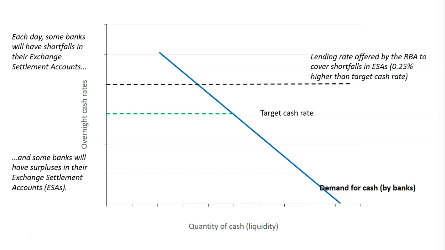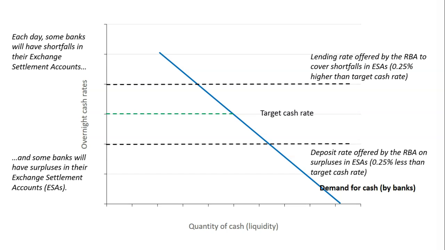Now, there's also going to be some banks which have surpluses in their exchange settlement accounts, and the Reserve Bank will offer a deposit rate to those banks on those surpluses in their exchange settlement accounts, and that deposit rate that they'll offer will be 0.25% lower than their preferred or announced target rate. So we call this difference between the lending rate offered by the Reserve Bank and the deposit rate offered by the Reserve Bank to the private banks the cash rate corridor.